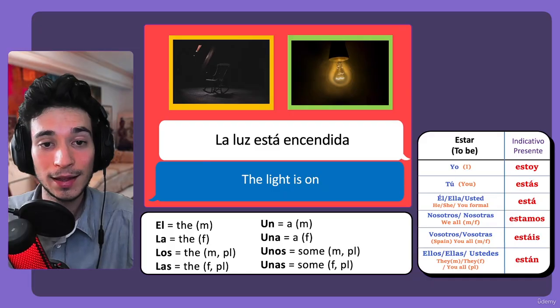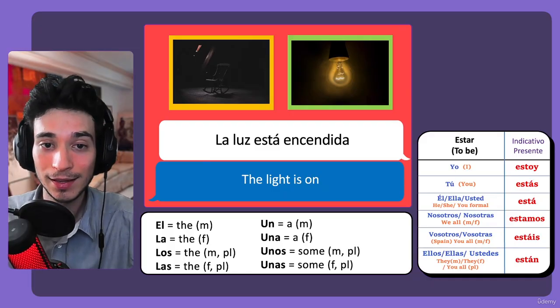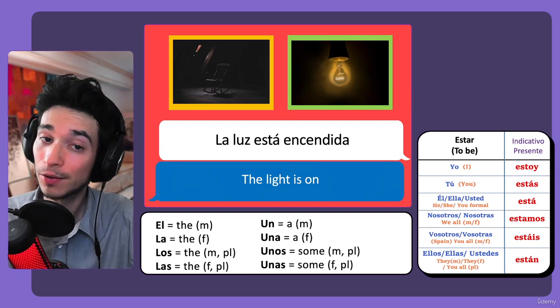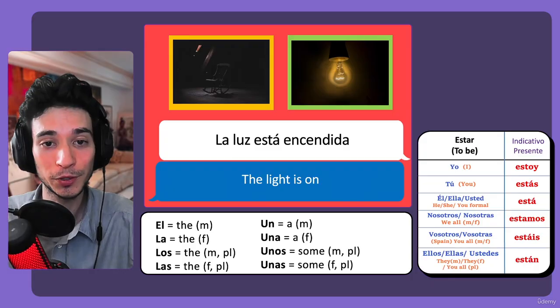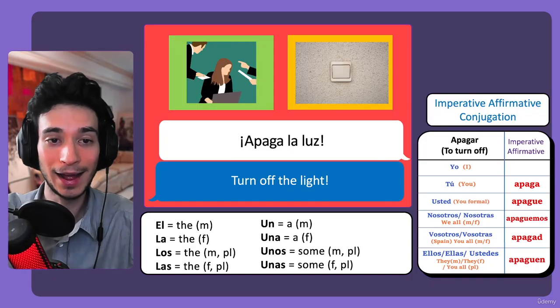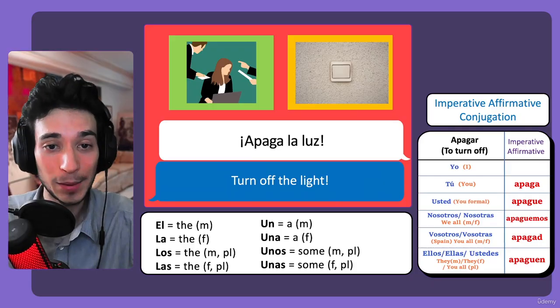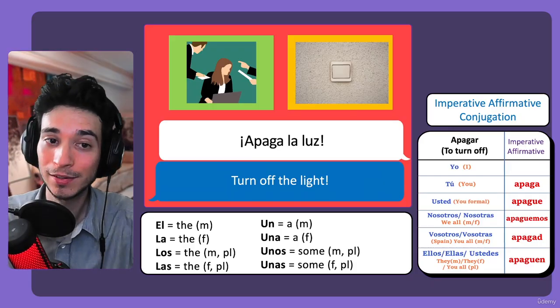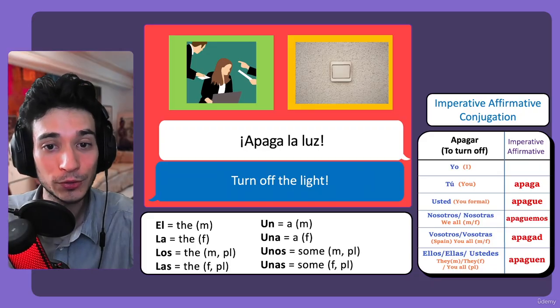And the next one. La luz está encendida. The light is on. Or you can say la luz está prendida. The light is on. Both work. And this one is like an order saying apaga la luz. Turn off the light. So if you want to tell somebody to turn it off, you can say apaga la luz.